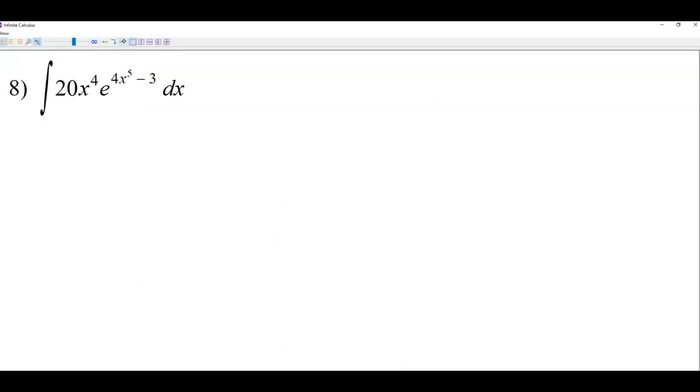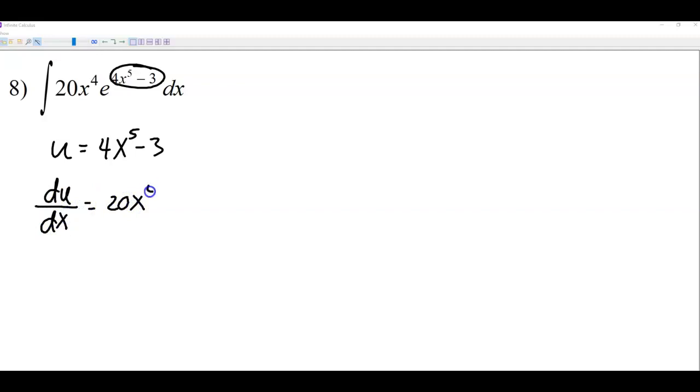Let's go ahead and take a look at number 8. This is an exponential function, and when we do these, the u is almost always, not always, but almost always just going to be the exponent. So my u is 4x to the 5th minus 3. Then we take the derivative and get the dx by itself.